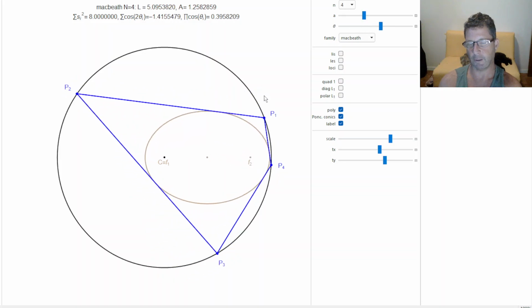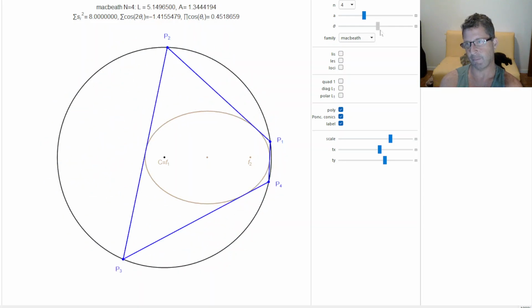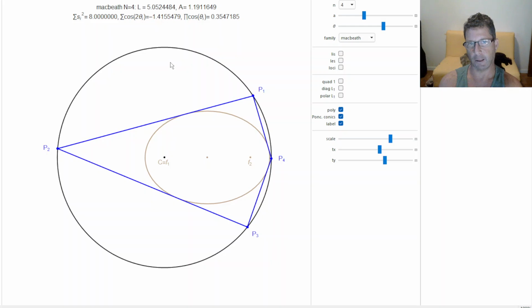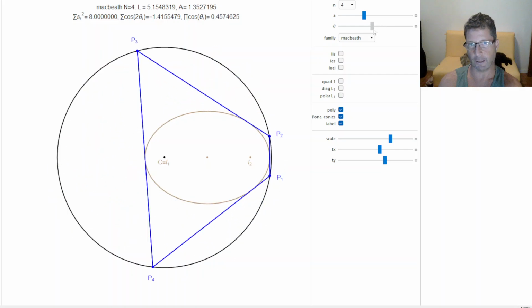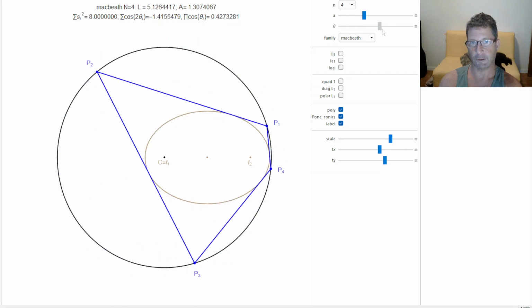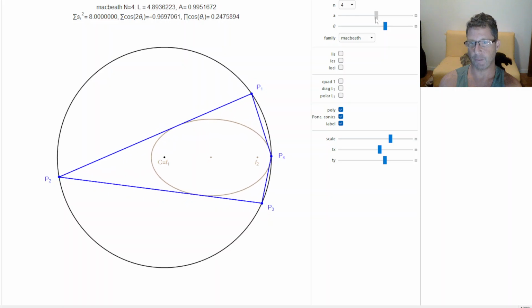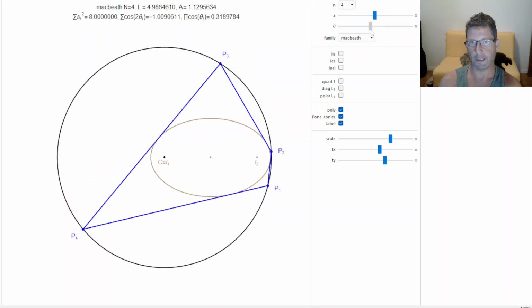There's a 1D family modulo rotation, but you can see that the sum of the side length squares for n equals 4 is always equal to 8. So I think it's 8 times big R. Now, the sum of the cosines of double angles is also conserved. Now, if I change my a here, for n equals 4, I get a different value there.